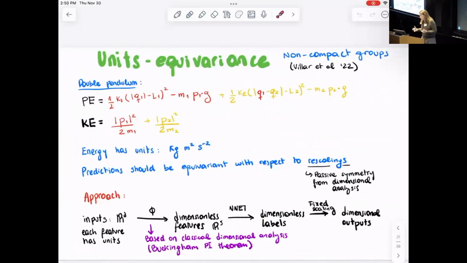Another extension you can do is to use the fact that the Hamiltonian I'm learning has units of energy, kilogram meter squared divided by second squared. So I can make my learning of the Hamiltonian consistent with the units of the problem, which is another symmetry you can impose. You can do that using classical dimensional analysis, and you can parameterize the space of functions in that way as well.